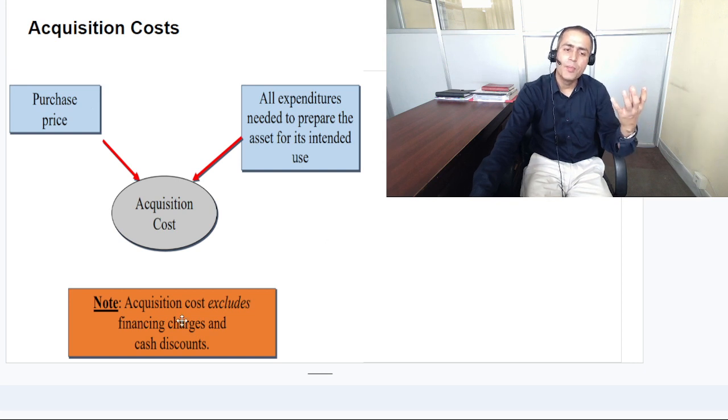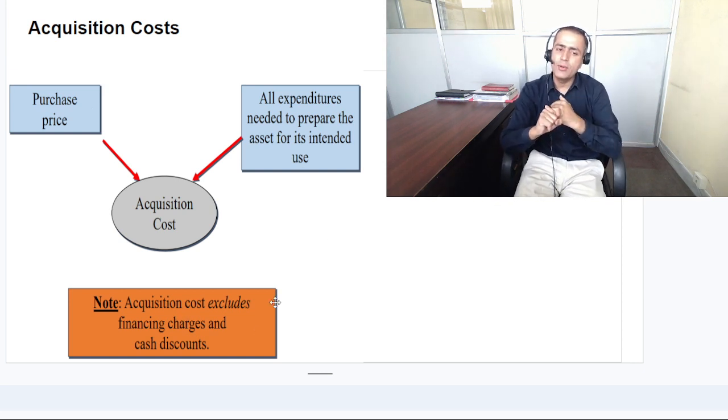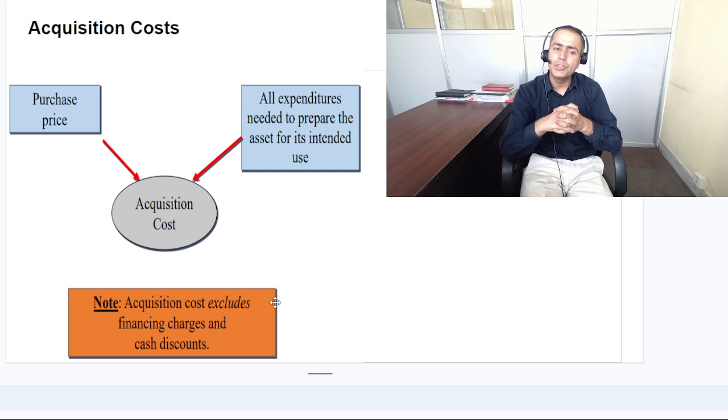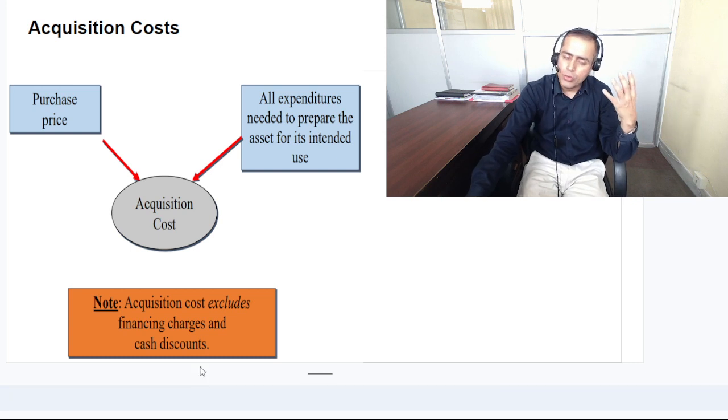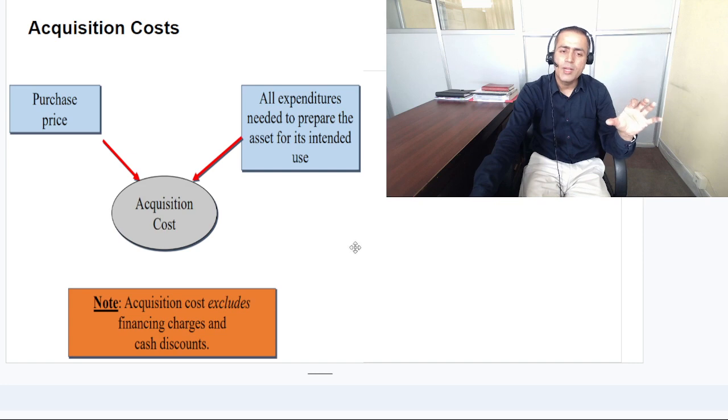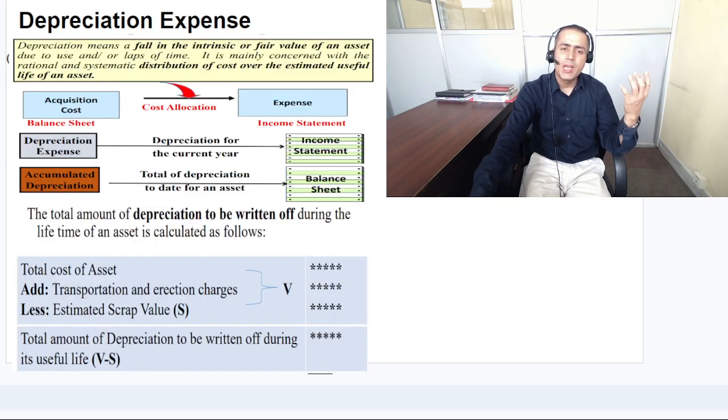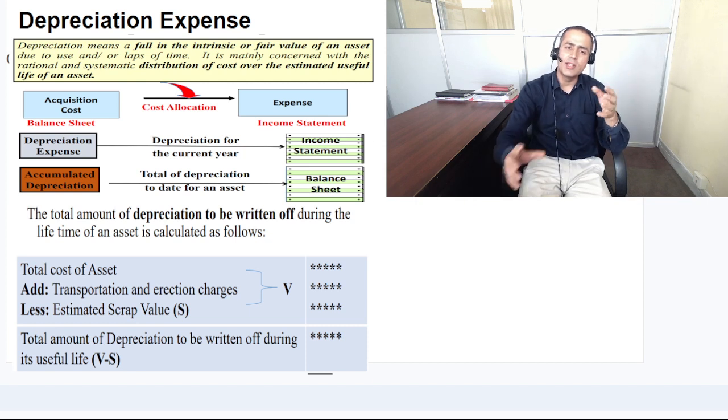However, remember, acquisition cost never considers financing charges like payment of interest, payment of dividends to shareholders, or providing cash discounts to the customer. Even if these financing charges and cash discounts are given, they will not be taken into account while finding acquisition cost.